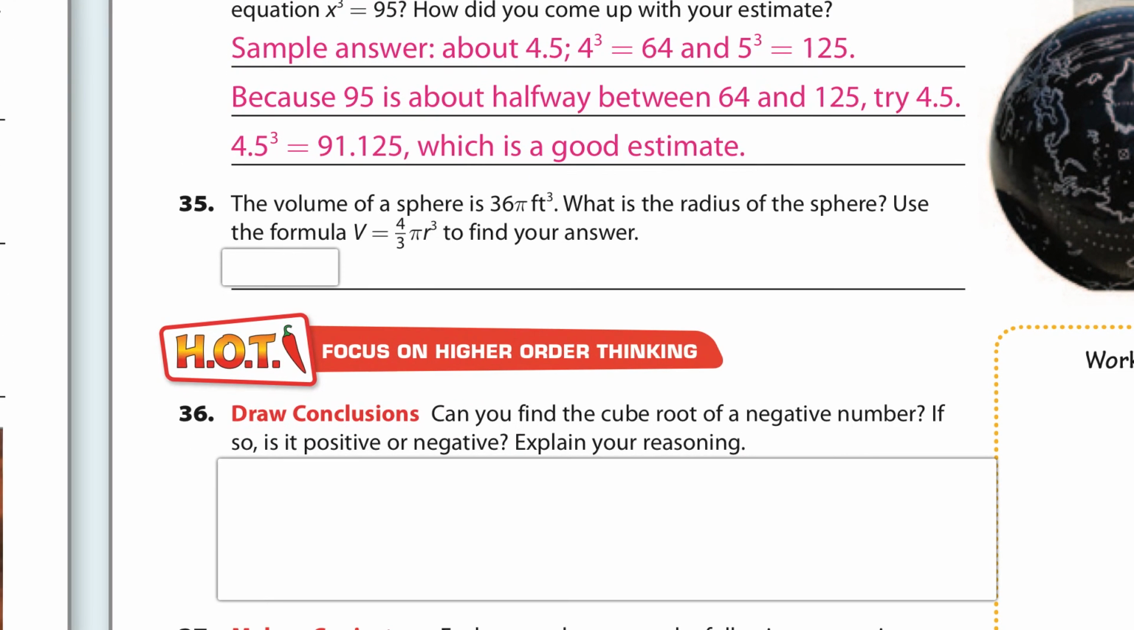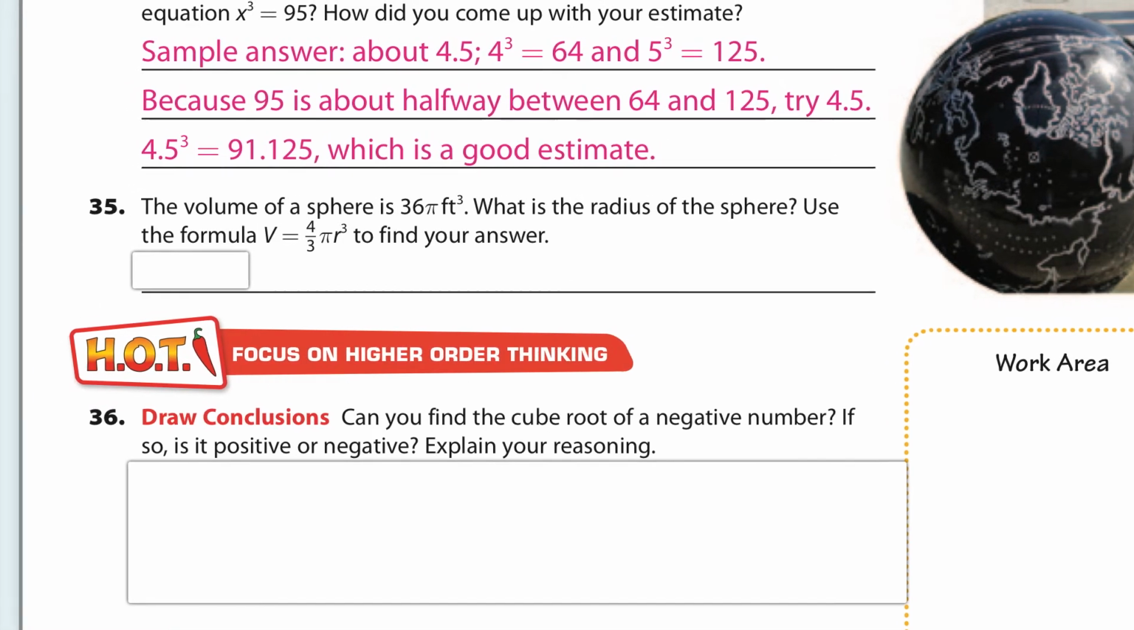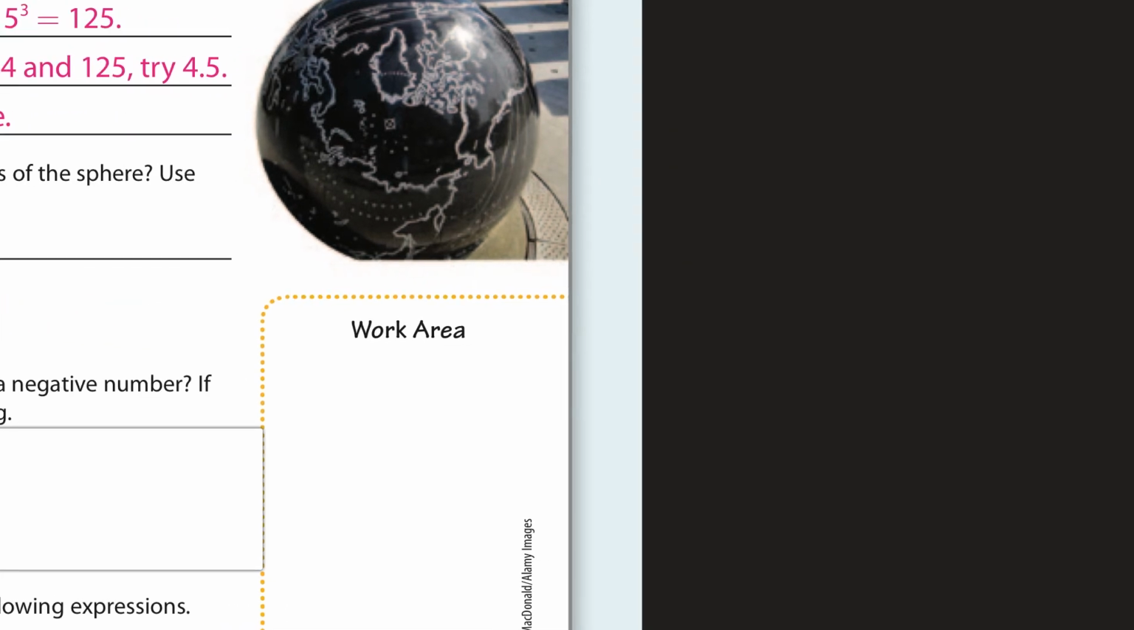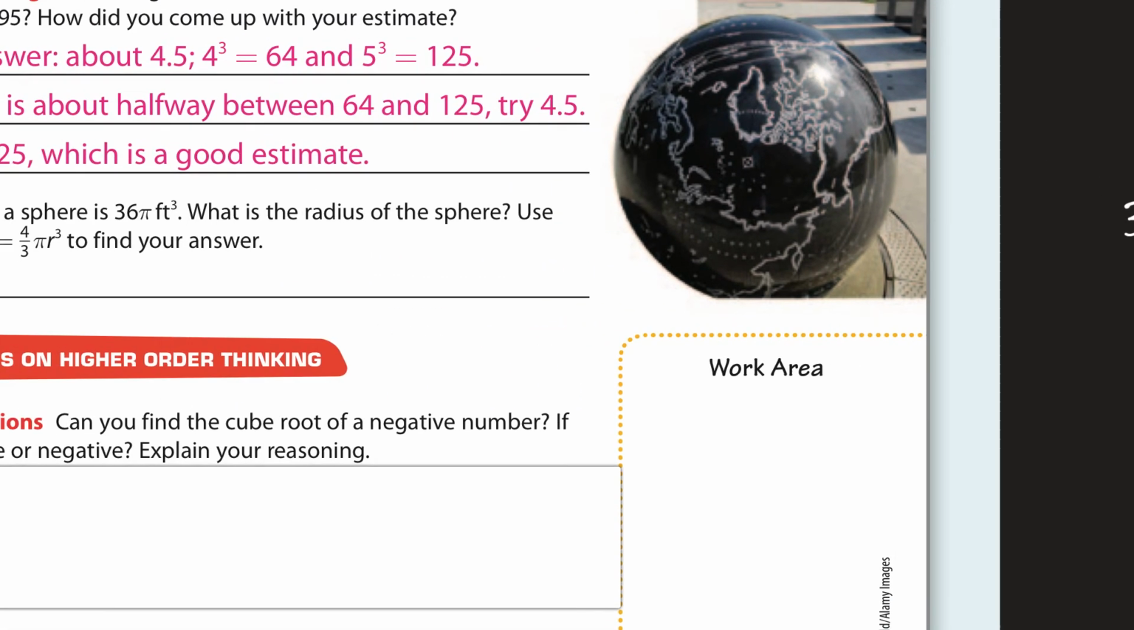And we have more. The volume of a sphere is 36 pi feet cubed. What is the radius of the sphere? Use the formula to find your answer. Let's see now. So the volume is actually 36 pi. So let's make that 36 pi equal to 4 pi r cubed divided by 3. I like writing it that way. It means the same thing, but that's taken right from here.